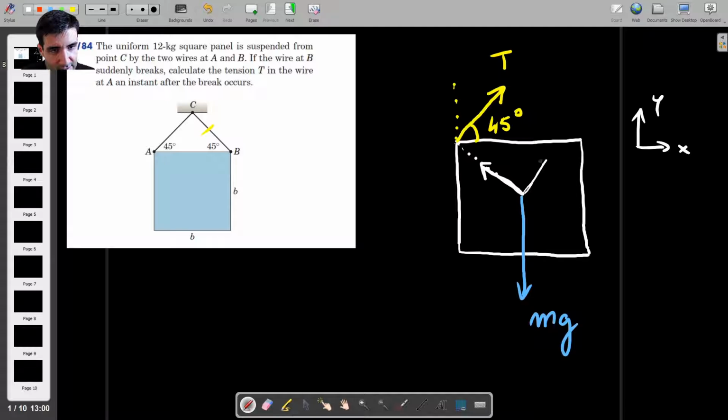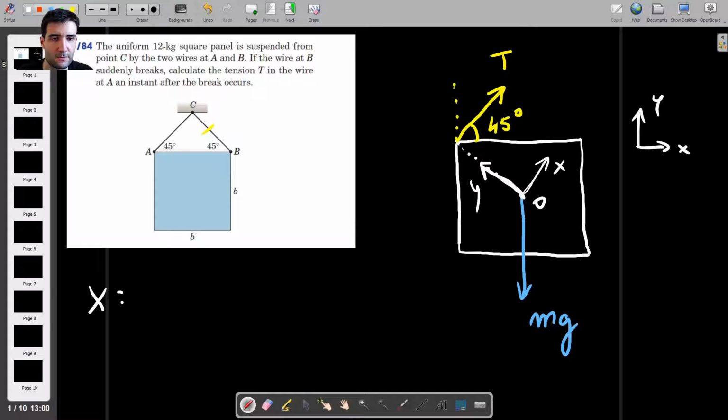But essentially, my x-axis is going to be along the tension force, and the y-axis will be perpendicular to that. So this is my coordinate system of choice. The other thing I'm going to do is I will write the equation of motion along the x and along the y-axis. And I'm going to call this point here O.